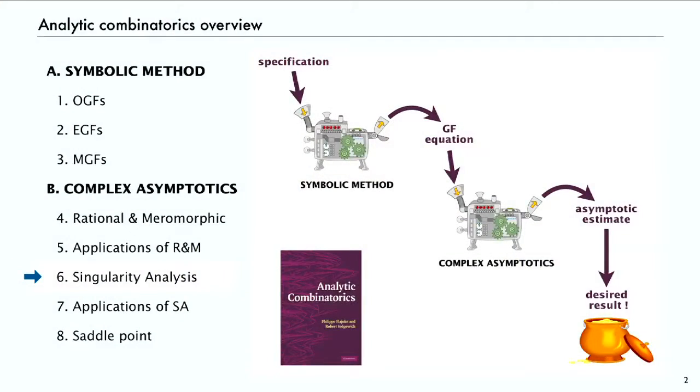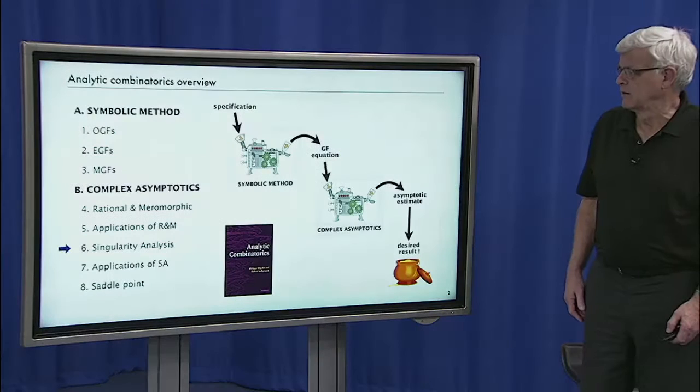Today we're going to talk about singularity analysis. This is one of the crown jewels of analytic combinatorics. It's a general approach that really gives confidence that we can handle a broad variety of the generating function equations that arise from the symbolic method.